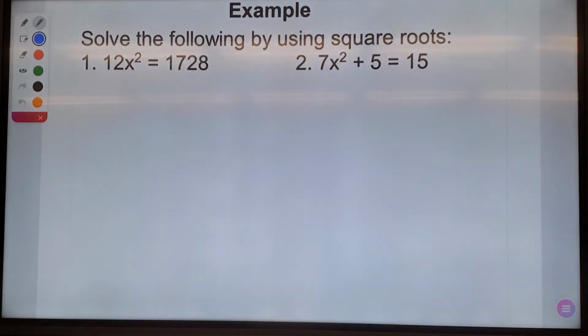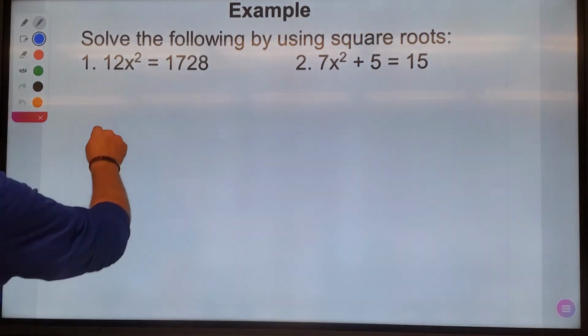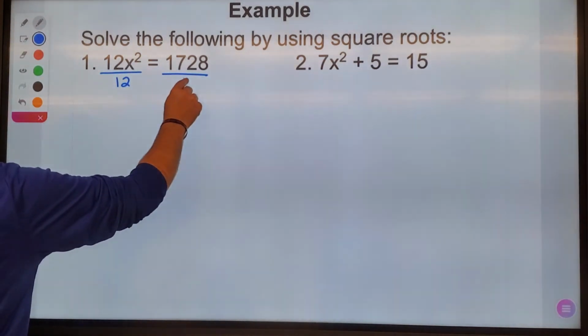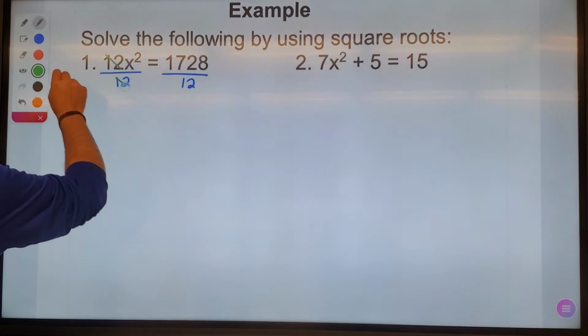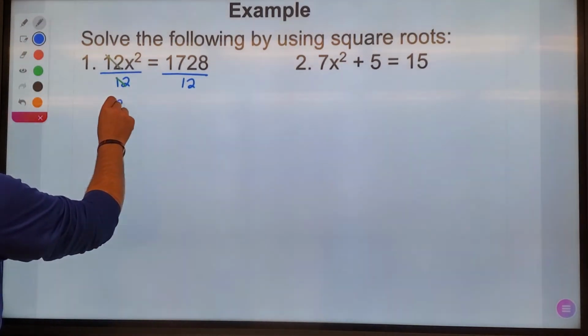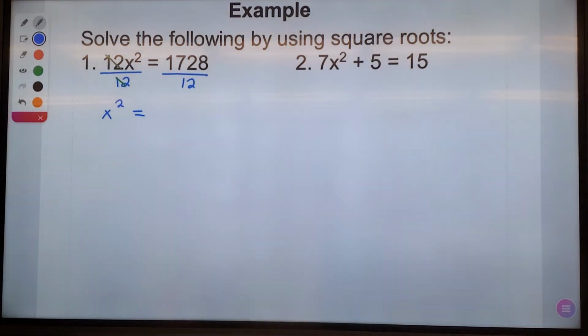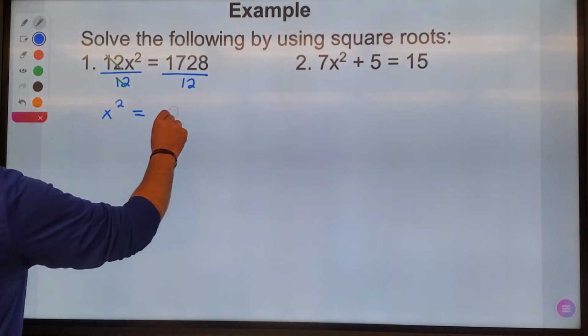Okay, so first 2 problems here. You'll notice on the left side here of number 1 that the x squared term is already isolated. It's by itself, but I still want to get x squared alone because I have a number 12 that's attached to it for the coefficient. So to do that, I can divide both sides by this number, so by 12. That's going to cancel the 12s here. That leaves me x squared equals, and if you take 1,728 divided by 12, you end up with 144.